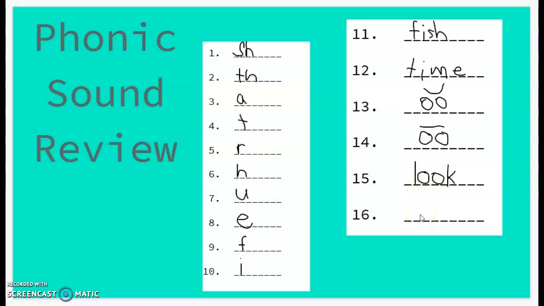Number 16. Good. G. What's that sound? G. Double O. G. D. And I don't have a number 17 on here, but number 17 is two. T. Ooh. T-O-O. I'll give you a second to catch up.